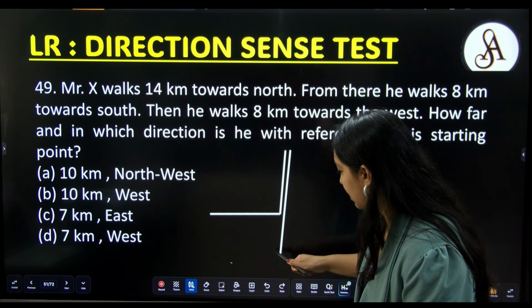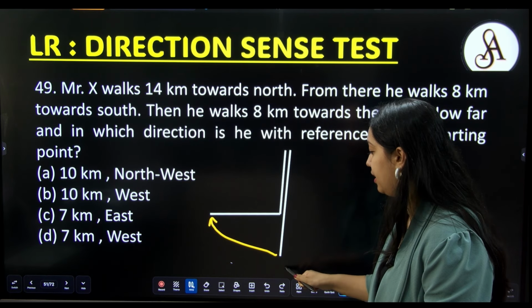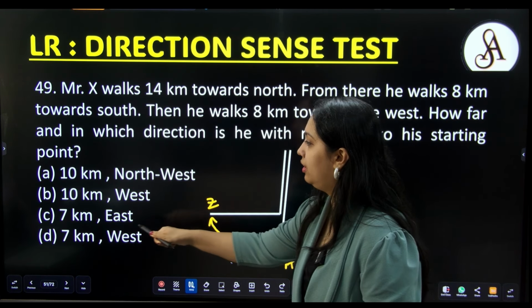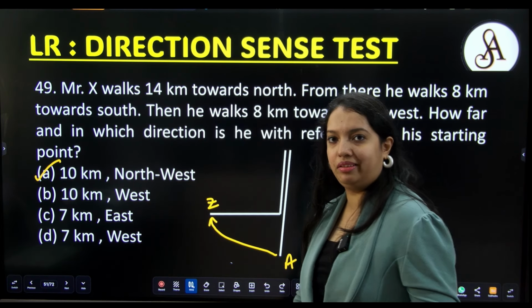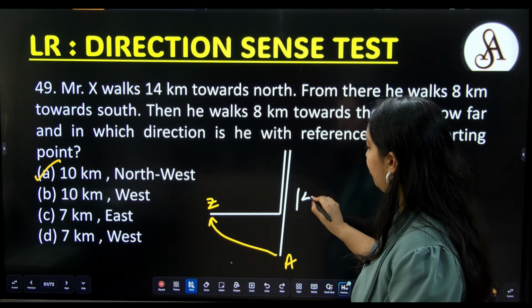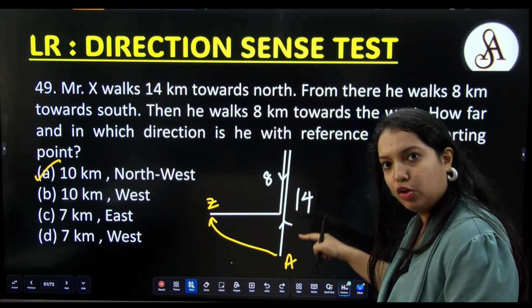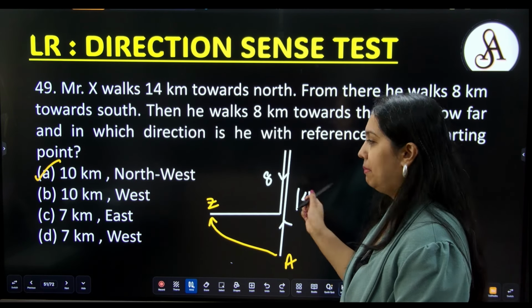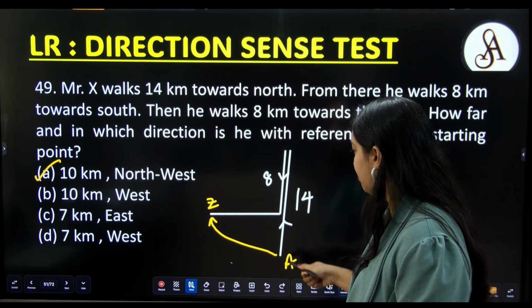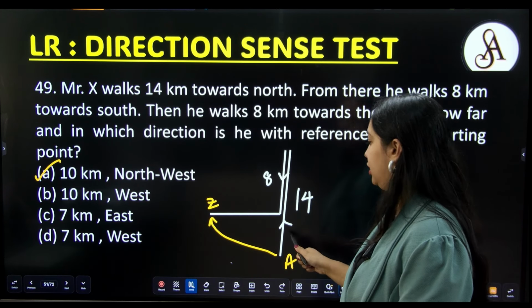From the starting point, he is ending here, this direction, A and Z. I know it is northwest. It has to be 10, but just for solving this, he went for 14 upwards. Next, he came back downwards 8. What is 14 minus 8? Balancing figure is going to become 6 for you, correct?